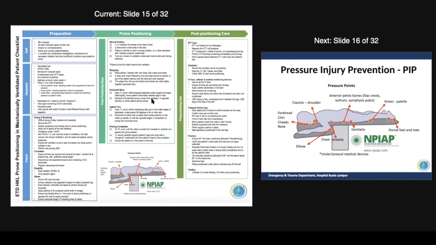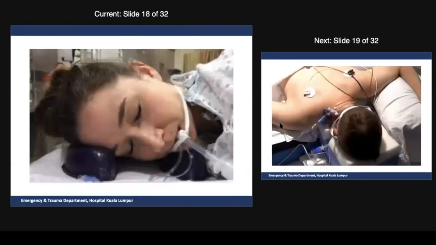After this Dr. Amir will try to show how to prone. However, I want to talk about the post positioning care later. Okay, so next one, we will use a donut. We don't have the luxury of buying a donut, so we make our own donut.